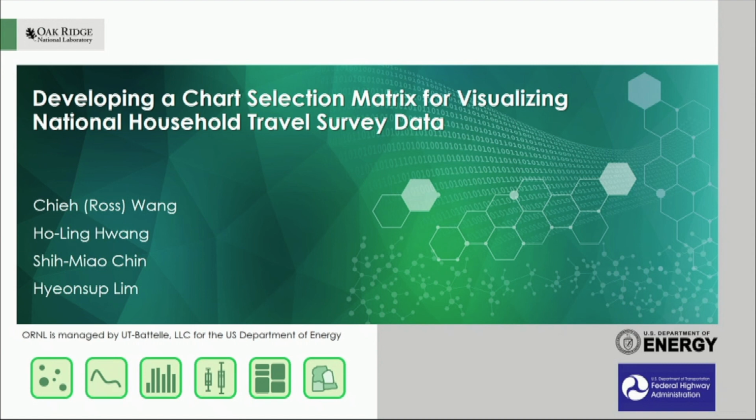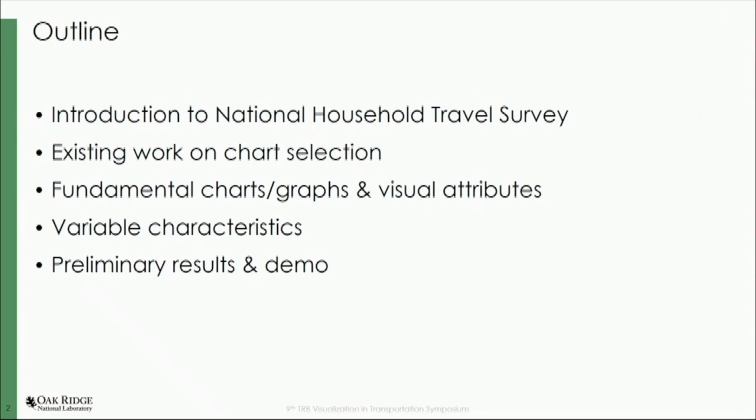I would like to acknowledge my co-authors that helped contribute to the results here. I'll give a brief introduction of the National Household Travel Survey, the data set, and Oak Ridge National Laboratory's role on it, and then I'll be reviewing some of the chart selection guidance that's been presented before. I'm glad Brendan actually mentioned some of the chart selection that users can do. That's one of the interests for my research, to be able to give some guidance, recommended charts that they can use for the type of variables they are trying to use to analyze the data.